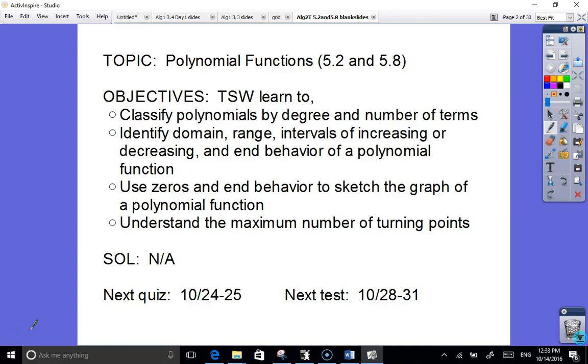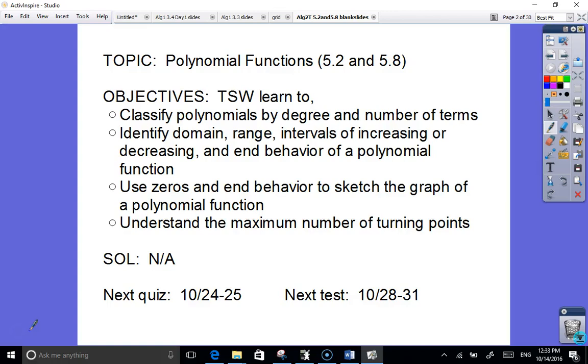And if you look in the book, the way they've got the first section, 5.2, after the properties of exponents, there is a little bit about graphs. But most of the stuff about graphs is at the end in 5.8. So it's a combination of the two.